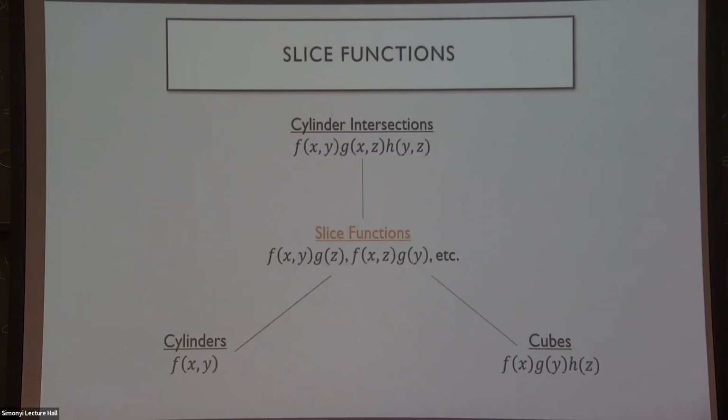And then, very finally, I need to introduce one last shape. I'll just define it by example here and how it relates to these other shapes. These slice functions have indicator functions that look like this. They generalize cubes and cylinders. It's a smaller class than cylinder intersections.